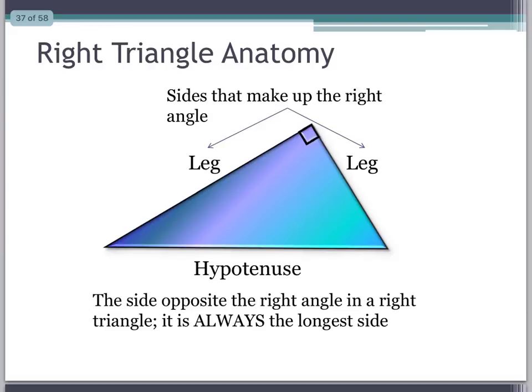Okay, so second half of the vocab for our triangles and polygons section. Right triangle anatomy. Each of these is like a separate vocab word. There's a whole bunch of stuff here, so you don't want to pause to write.